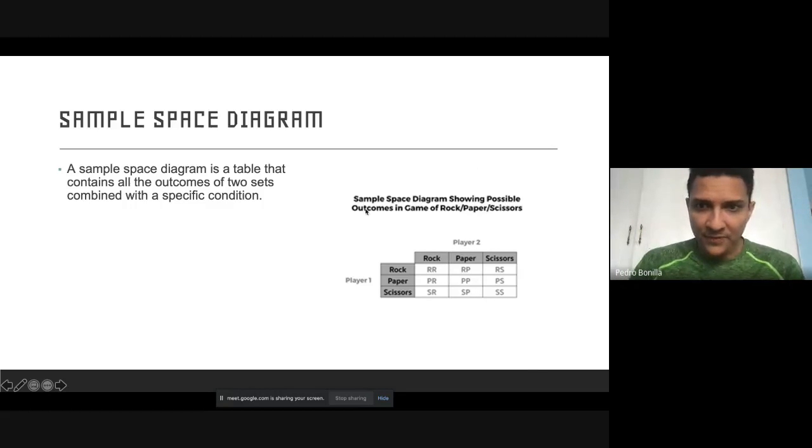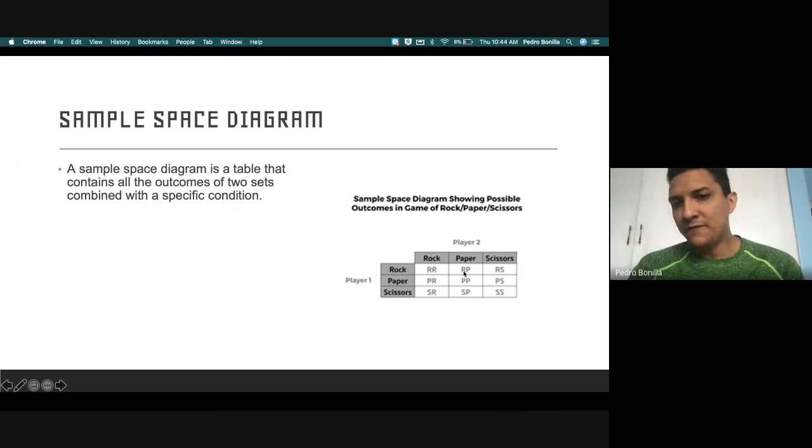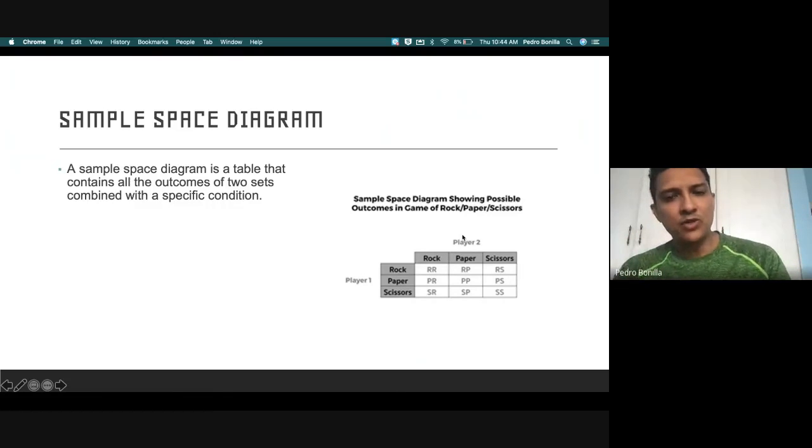For example, here we have a small example. The context of this is the game of rock, paper, and scissors, and here we have the outcomes or the sample space of player one, and here we have the sample space of player two. Okay, so if you notice here, we are generating each of the new outcomes when we combine the possible outcomes the players choose to play. So more or less that is the idea. So let's use an example to explain it better.